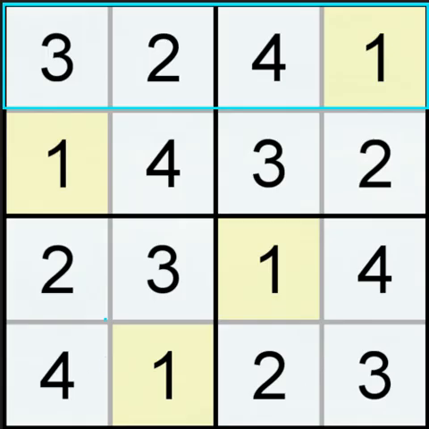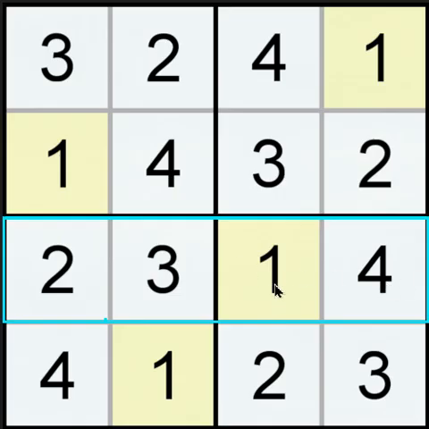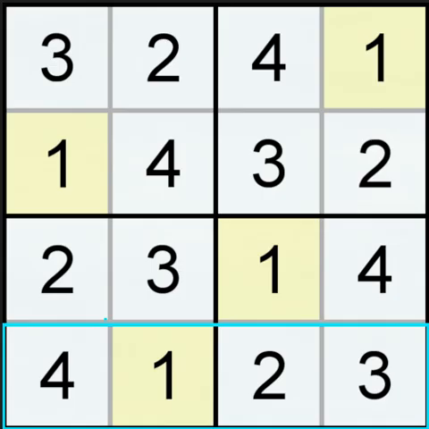Every row has the numbers 1, 2, 3, and 4. Row 1, 1, 2, 3, 4. Row 2, 1, 2, 3, 4. Row 3, 1, 2, 3, 4. Row 4, 1, 2, 3, 4. And no number repeats in any small black box, column, or row.